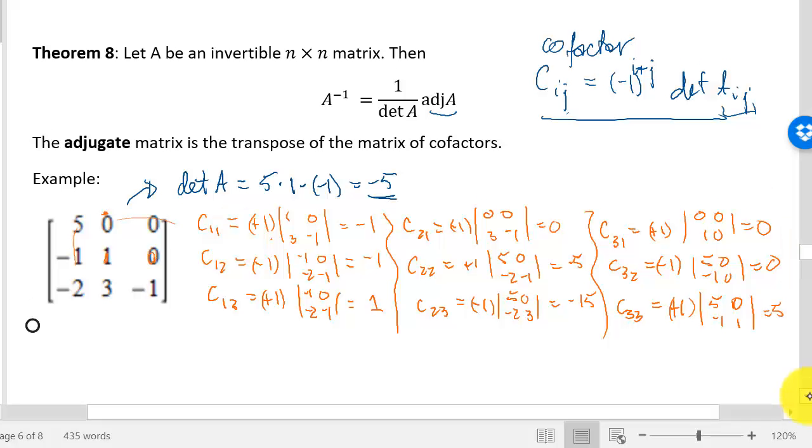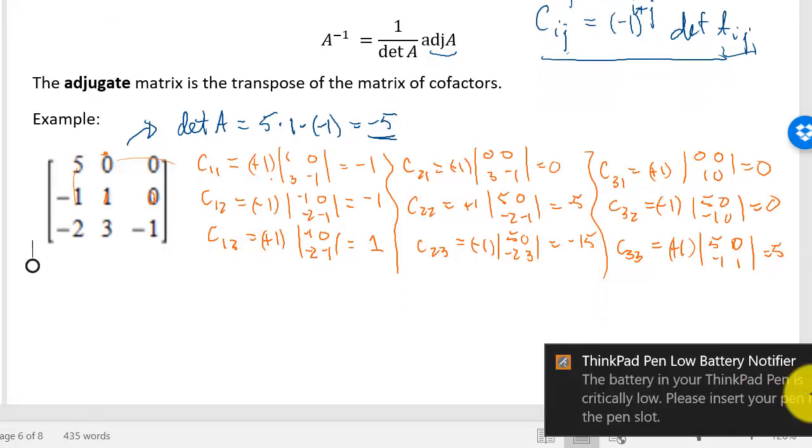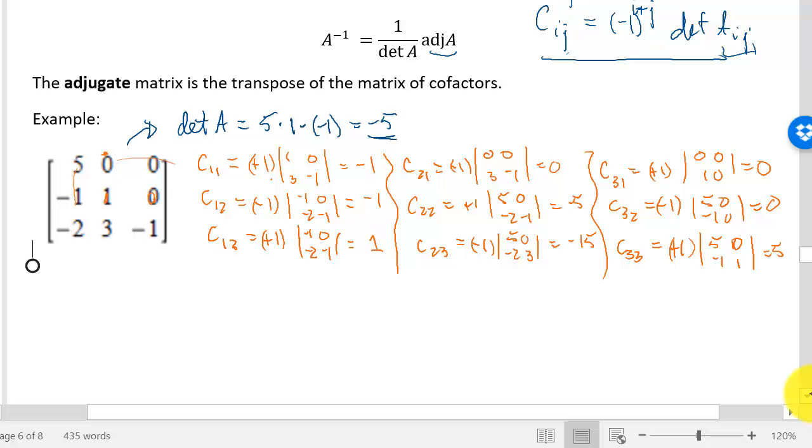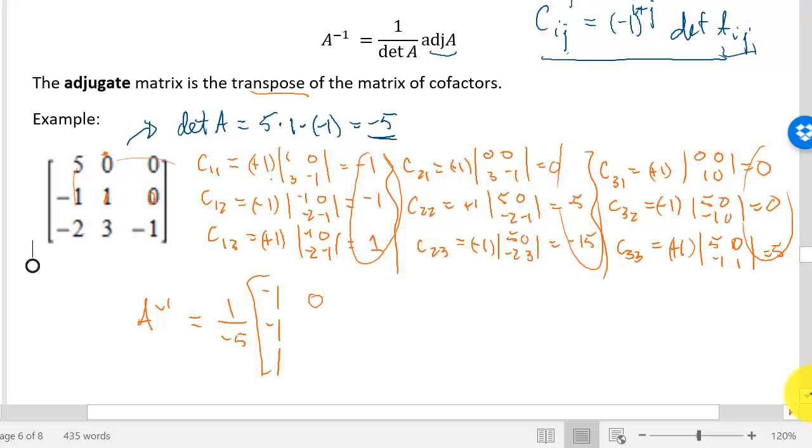So I purposely did this as the row expanding going down as a column, but since we have to take the transpose of the matrix, we're going to transpose it like this anyway. So these are going to be the column values. So our A inverse is going to be 1 over -5, and then we have -1, -1, 1, 0, 5, -15, and 0, 0, 5.